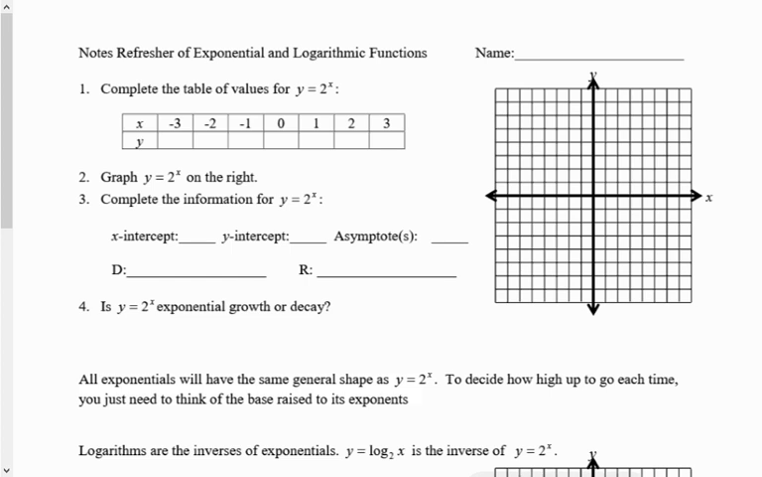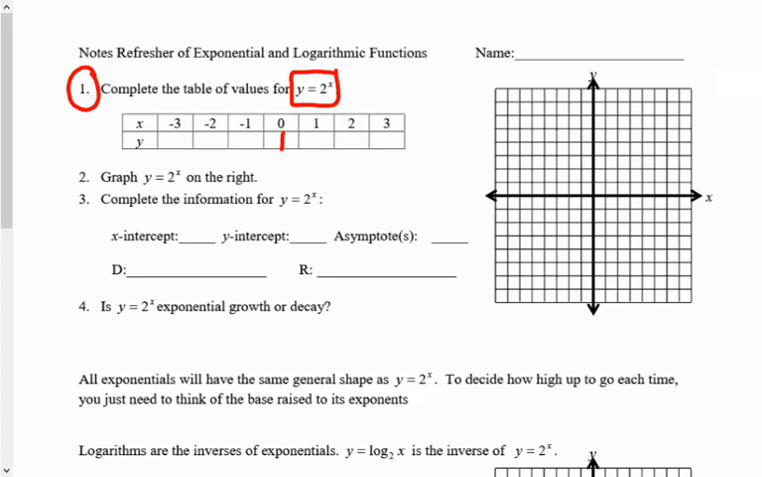All right, here we're going to do a quick refresher of exponential and logarithmic functions. Whenever we have to graph something and we don't remember what it looks like, the smartest thing to do is probably just create a table of values. So that's what we're going to do. Make a table of values for y equals 2 to the x. I usually start at 0 because that's the easiest to plug in.